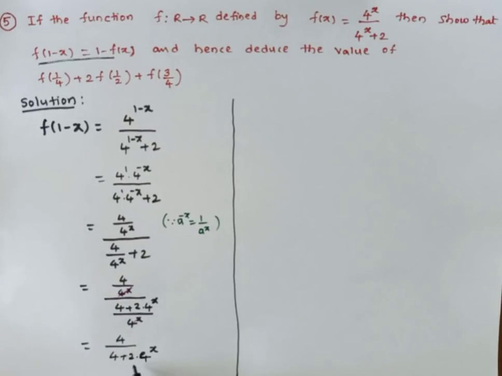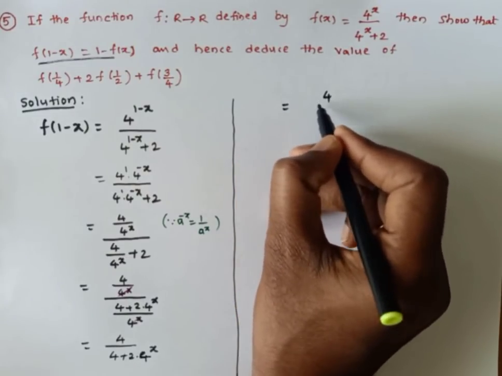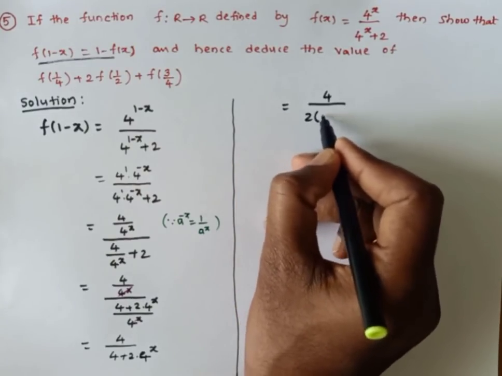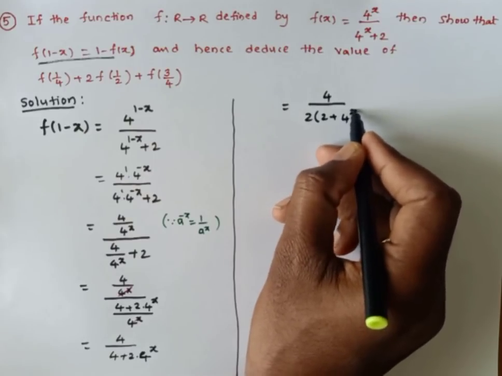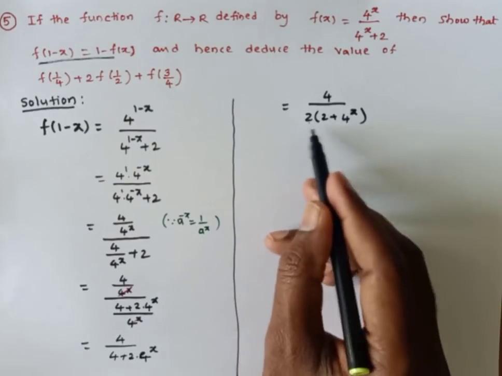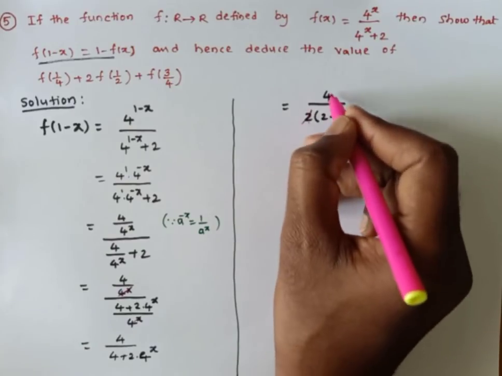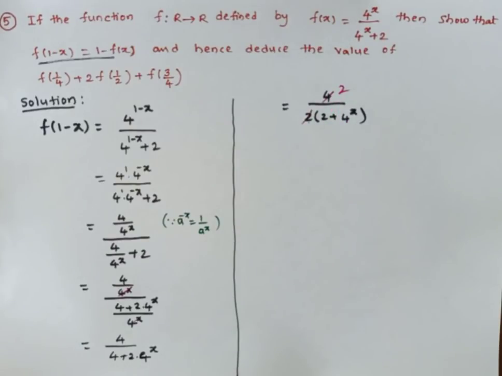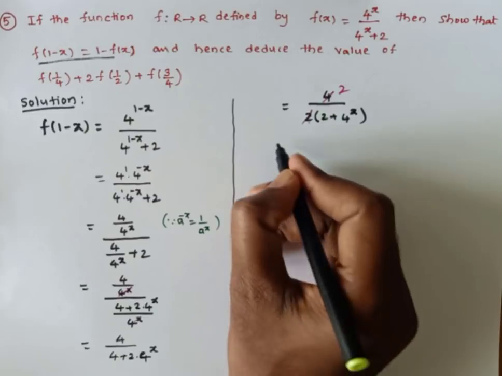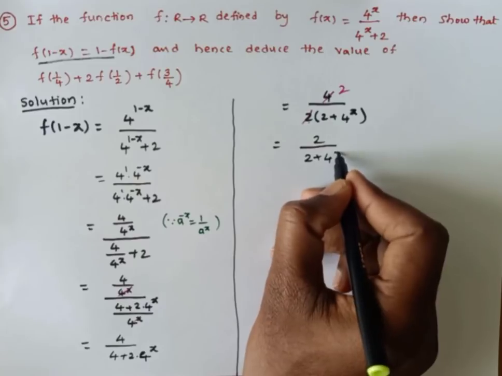See here in the denominator 2 is common. Right? So let us take 2 common. 4 divided by 2 times of 2 plus 4 power x, right? If you multiply the 2, then 2 into 2 is 4, and this is 2 into 4 power x. So here 2 ones and 2 twos. So finally this is 2 to the 2 divided by 2 plus 4 power x.